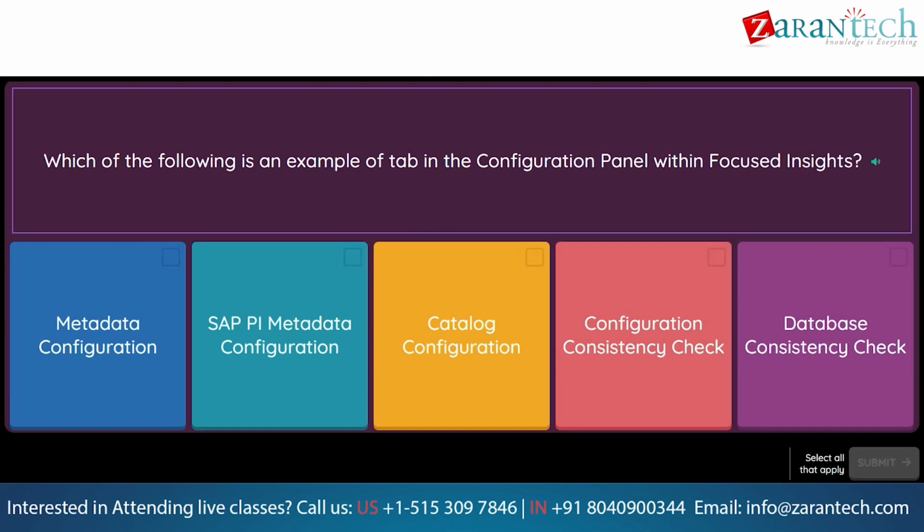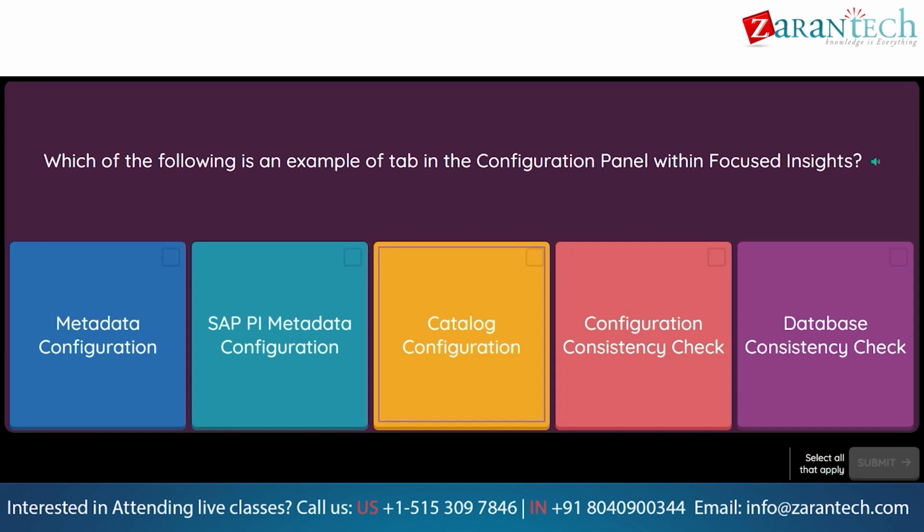Question: which of the following is an example of tab in the configuration panel within Focused Insights? Option 1, metadata configuration. Option 2, SAP PI metadata configuration. Option 3, catalog configuration. Option 4, configuration consistency check. Option 5, database consistency check.